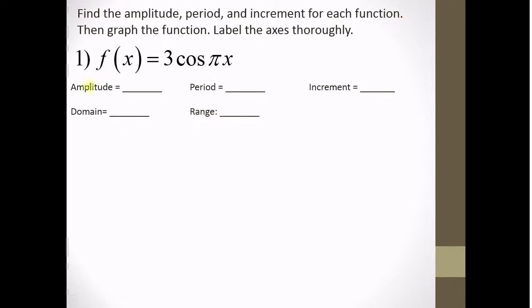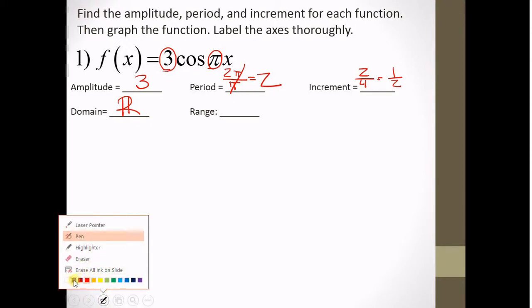My amplitude on this particular function is the number in front, remember, so that's going to be 3. My period, I'm going to go 2 pi divided by the b, which is pi in this case. Pi's cancel. I'm left with 2, which is a really nice number. My increment, 2 divided by 4, because remember we're going to take the period and chop it up into 4 spots. So 2 over 4 simplifies down to 1/2. Now, domain, remember, it's still going to be all reals. We'll look at the range here when we're done graphing.